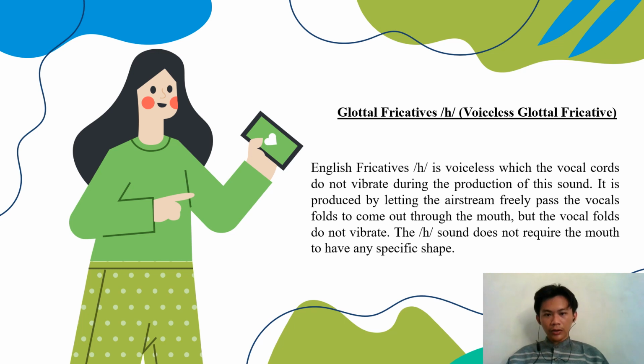And the last is glottal h. English fricative h is voiceless, in which the vocal cords do not vibrate during the production of the sound. It is produced by letting the airstream freely pass the vocal folds and come out through the mouth, but the vocal folds do not vibrate. The h sound does not require the mouth to have any specific shape. Examples are behind, hopeful, hurt, and home.